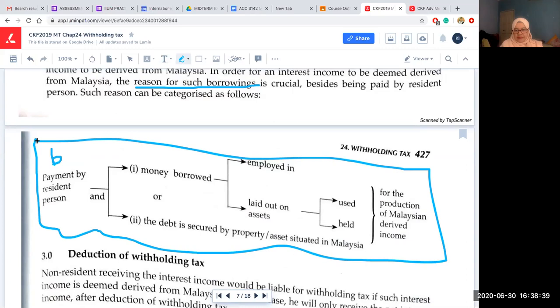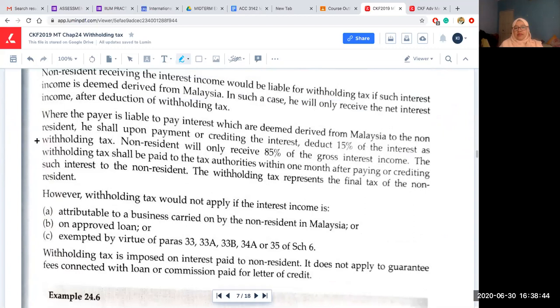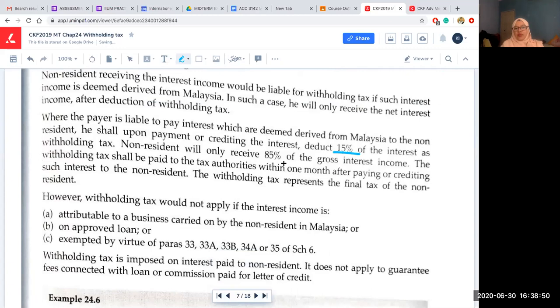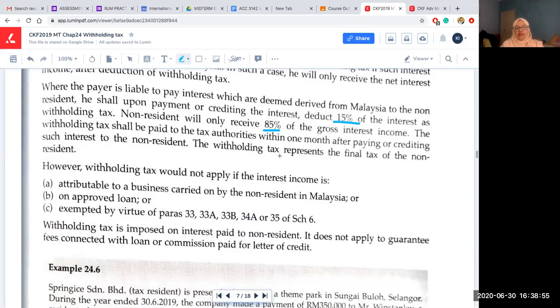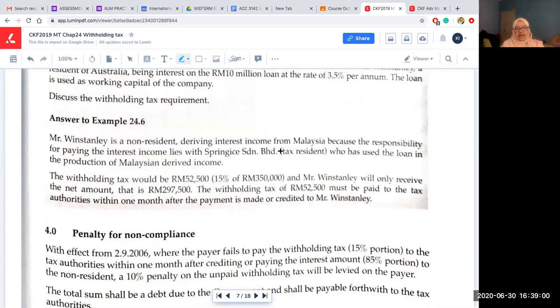Alright. Deduction of tax is the same. In this case, remember interest is 15%. So it means that you have to withhold 15% and you only pay the non-resident person the balance of 85%, and the amount withheld must be paid to the IRB within 30 days. Okay. This is the example. You can look into the example. Penalty for non-compliance is the same, 10%.